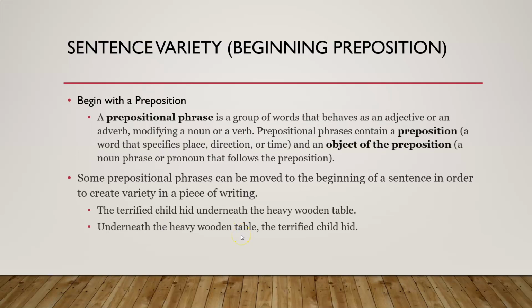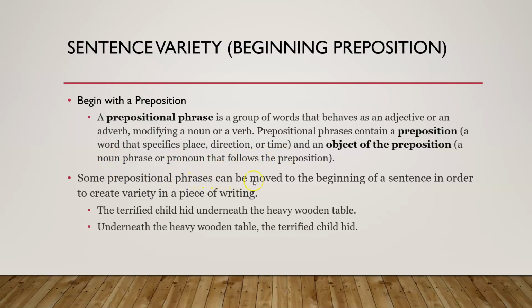And another way would be to begin your sentence with a preposition or prepositional phrase. Right? A prepositional phrase is a group of words that behaves like an adjective or an adverb because it modifies a noun or a verb. Prepositional phrases contain a preposition, a word that specifies place, right, below, direction, to the left, or time, in the afternoon, right? And the object of the preposition, a noun, phrase, or pronoun that follows the preposition.